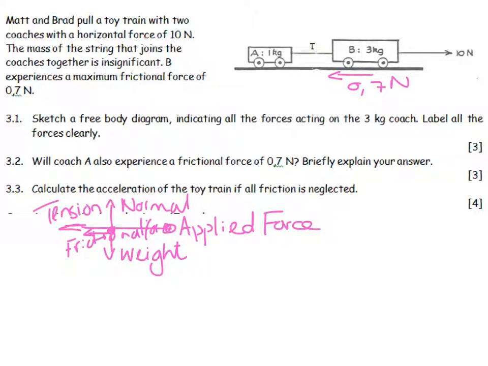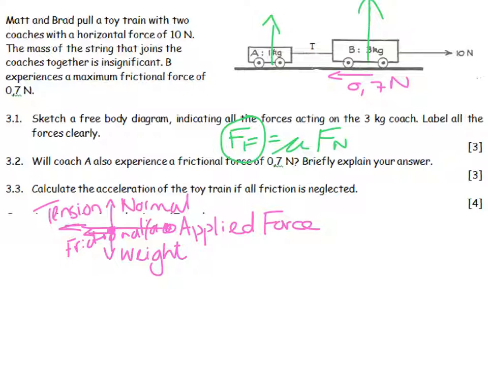Will coach A experience a frictional force of 0,7 newtons? Briefly explain your answer. We can assume this is the same surface. Remember that friction is equal to mu F normal, and since the normal force for A is less than the normal force for B, you're going to land up with a smaller frictional force on A than on B.